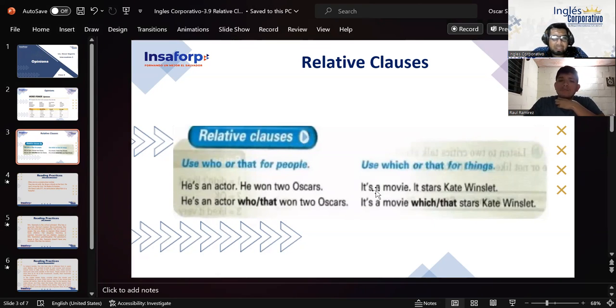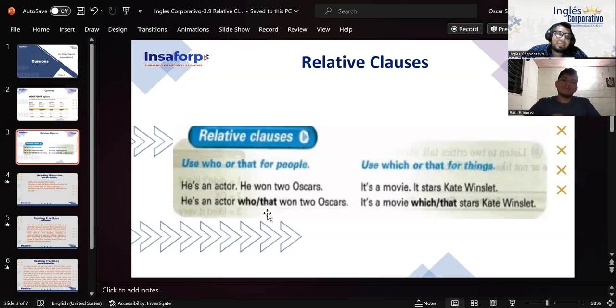Any questions regarding this, Raul? I think that it is easy to use that, as a difference from who and which. Yeah, that's right. You know, because that sounds more direct. So yeah, it sounds more straightforward. And it is also possible to use it in both occasions.